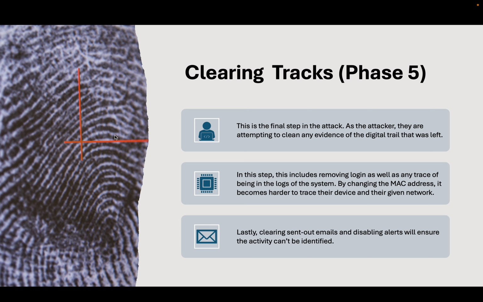Lastly, once the attack has been done and the information has been taken, what they'll try to do is clear out their evidence by clearing the tracks. An attacker will attempt to remove any evidence that a digital trail was left. By removing any logins, removing any logs, and changing the MAC address, it becomes way harder for the device to be tracked within the given network. With these different types of avoidance tools, it would be harder to identify who the actual user of the attack was, by also clearing out the emails and making sure that the activity can't be identified. These are some of the best ways of how a vulnerability assessment can be used.